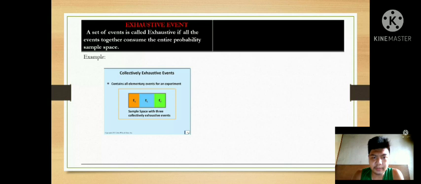Number 11, exclusive event. A set of events is called exclusive if all the events together consume the entire probability sample space. Example, a collectively exclusive event contains all elements of the event for our experiment. Sample space with 3 collectively exclusive events. In the picture, it says.